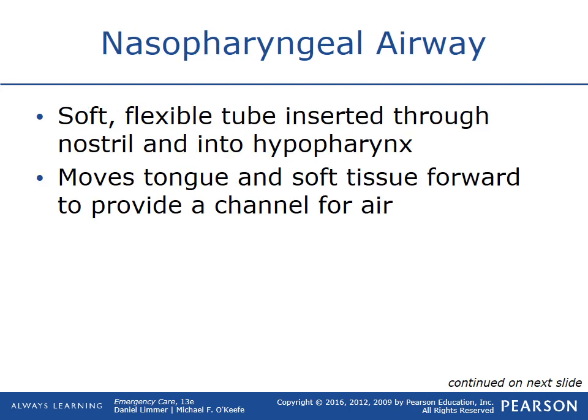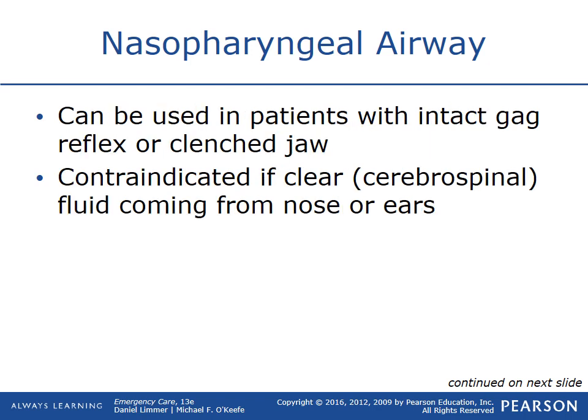A nasal airway, nasopharyngeal, is a soft, flexible tube inserted through the nostril and into the lower pharynx, hypopharynx. It moves the tongue and soft tissue forward to provide a channel for air. Same thing that the oral airway does. This one is unique though, because if the patient has a gag reflex, you can still insert and keep the nasal airway in. It's contraindicated if you see cerebrospinal fluid coming from the nose or ears, because otherwise that nasal airway can actually go back into an opening and into the brain.